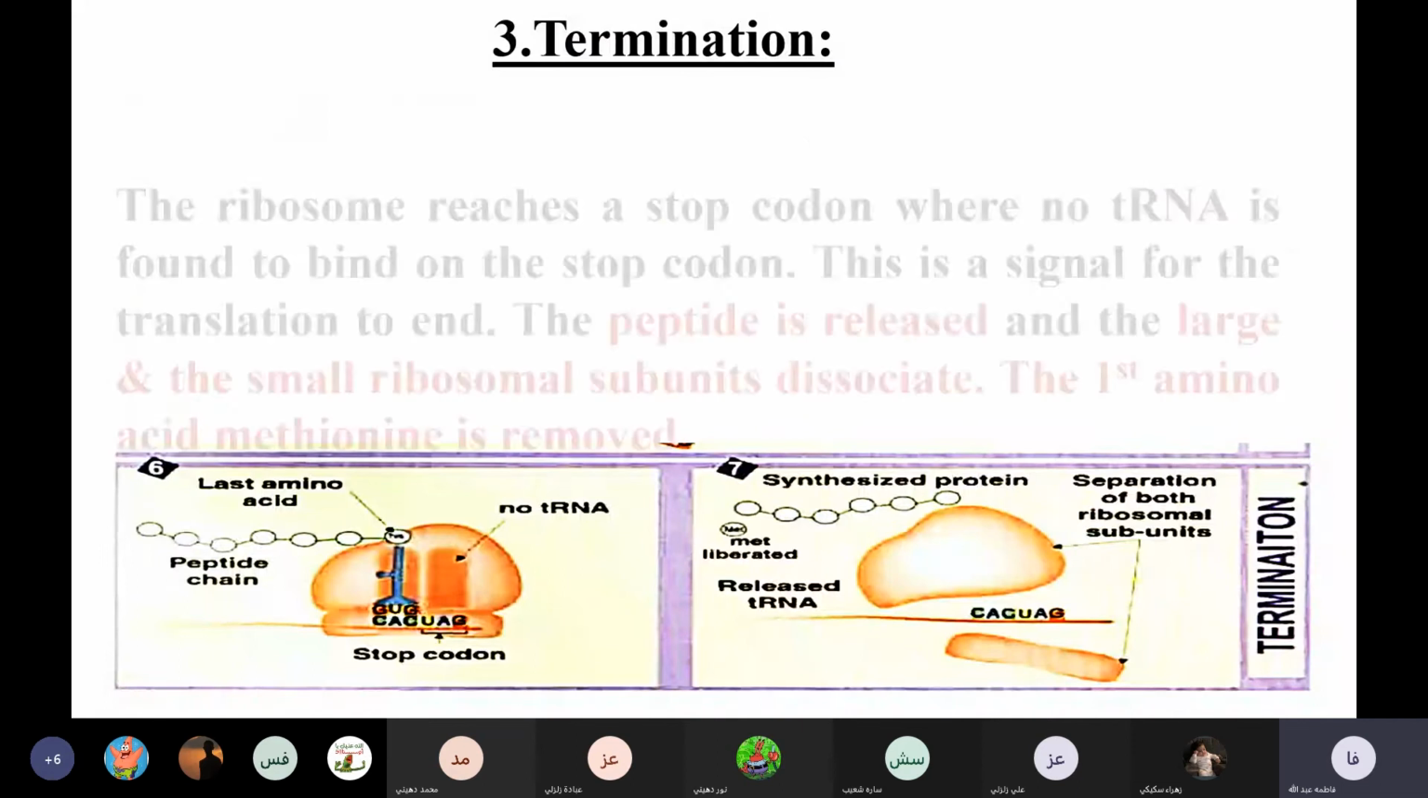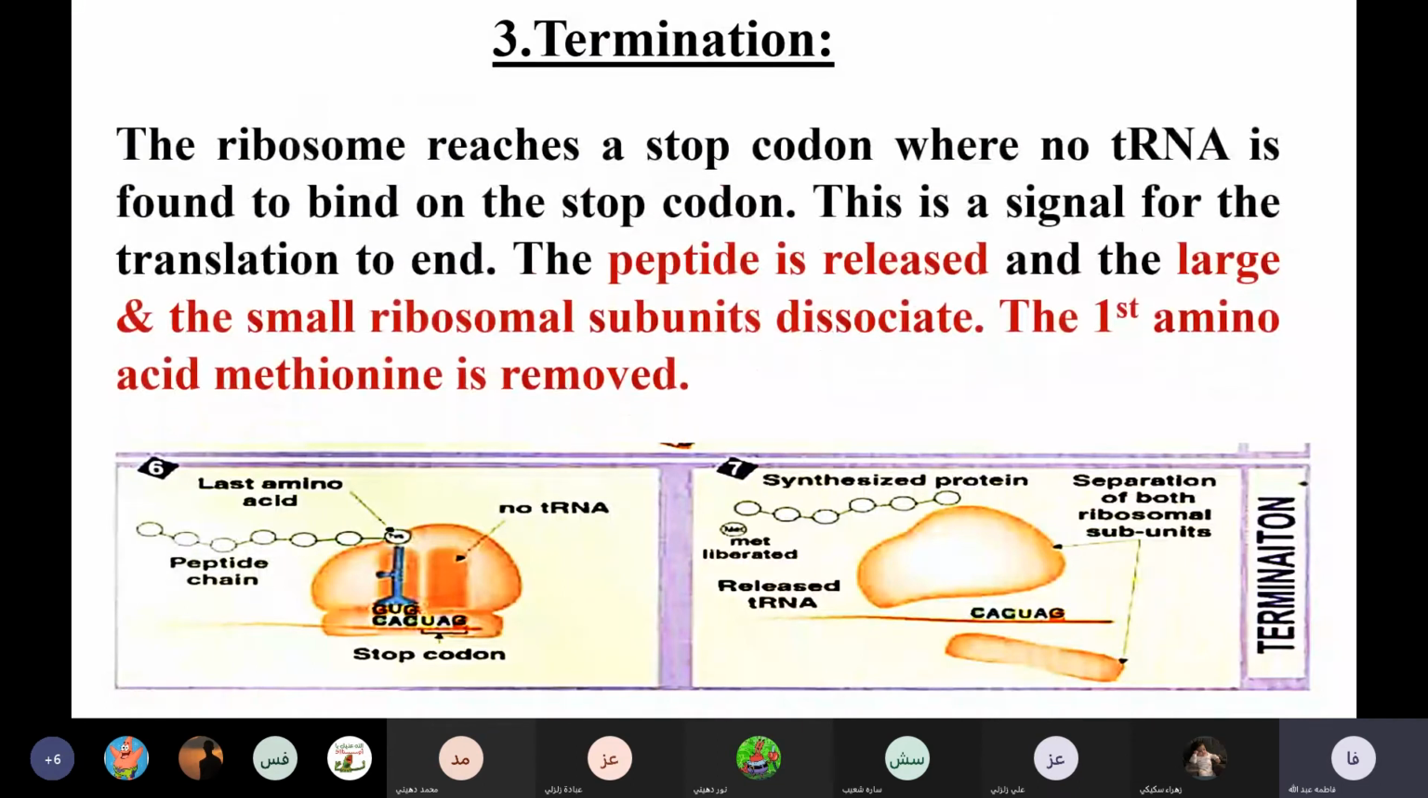So in the termination process, the ribosome reaches a stop codon. There is no transfer RNA specific for the stop codon. So this is the signal for the translation to end. The peptide is released. The large and the small ribosomal subunits separate or dissociate. The first amino acid, methionine, is removed. Is it clear?